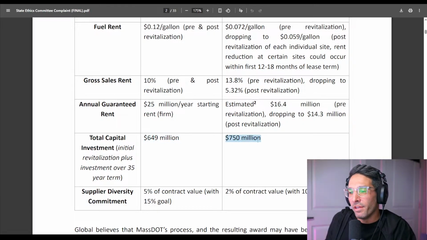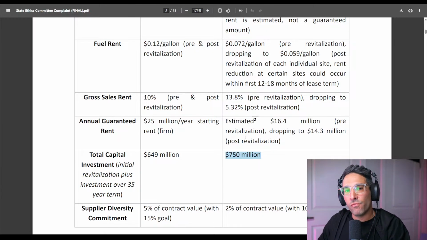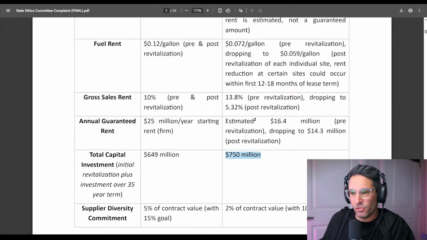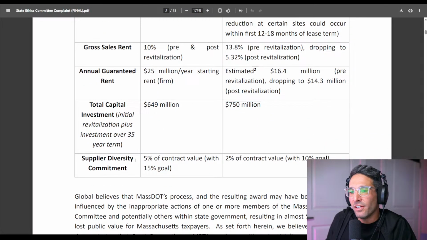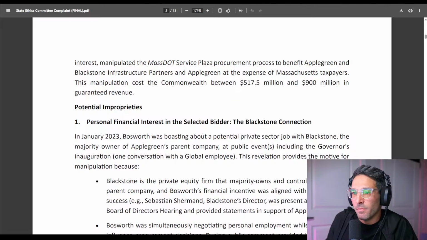Now, one of the reasons Apple Green might be higher is because they put fast food franchises in their buildings. I think like a Burger King, and I could be wrong on this, but I'm pretty sure Burger King or McDonald's, stuff like that. So that's why that's probably a little bit more. Supplier diversity commitment, 5% of contract value with 15% goal, versus 2% of contract value with 10% goal. Let's keep going through this.